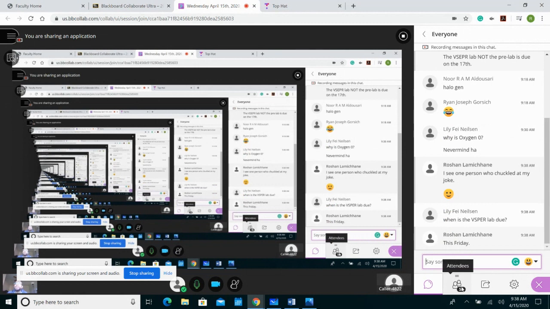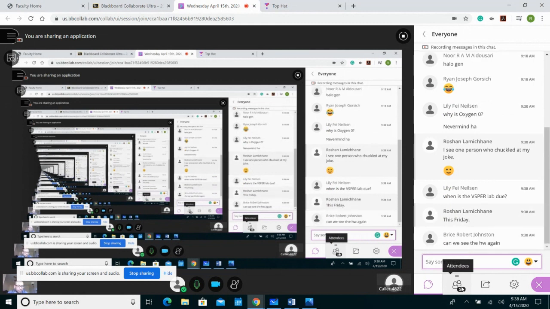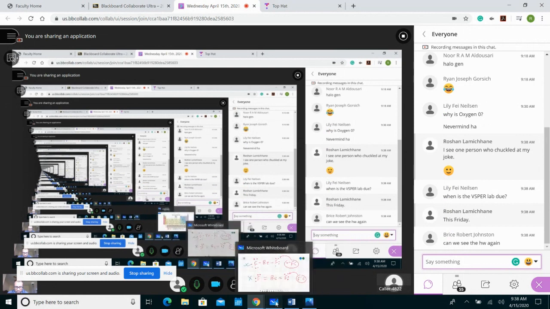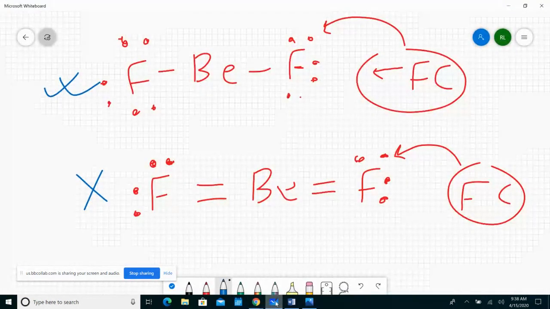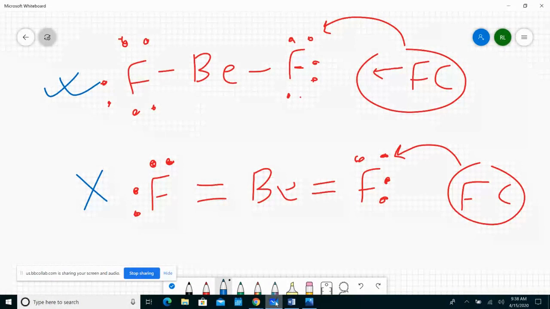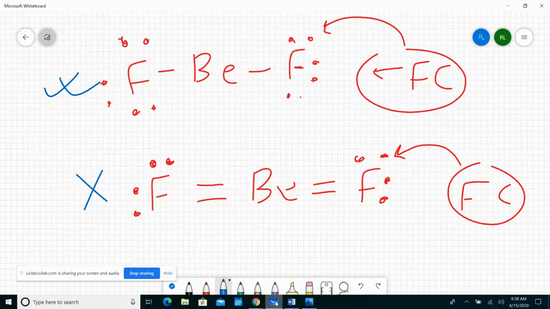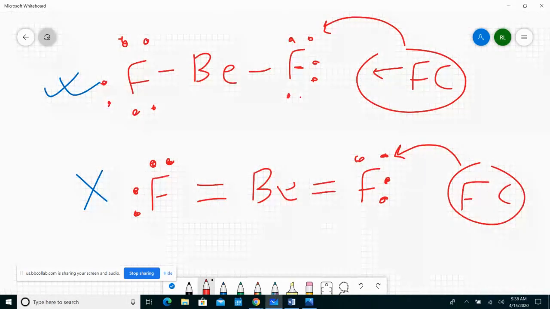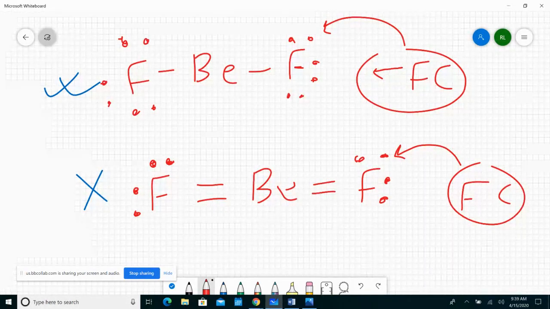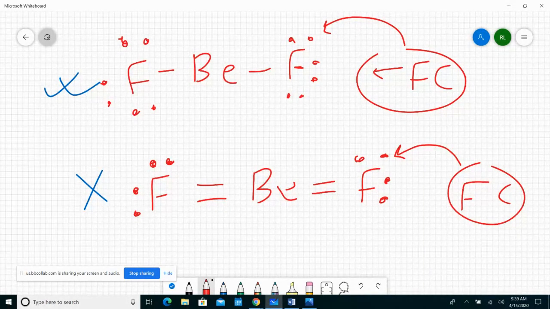So make sure you're working on the BF2 formula. And this is going to be a good practice for you for Exam 4.